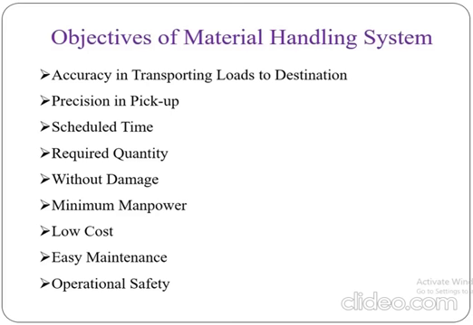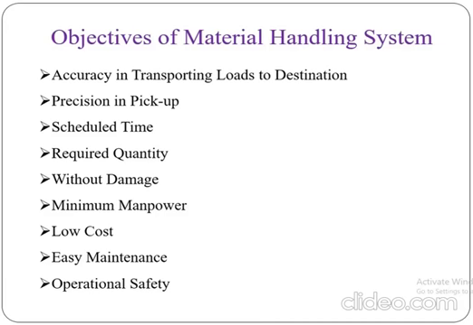Then the required quantity. The material handling system should deliver the load to the department or place in the required quantity, or the rate of supply of material by the material handling system is a very important parameter affecting the performance of the plant, especially in continuous flow of bulk load. Then without damage. While handling, the system should not damage the load being transported at the time of loading, unloading or transporting.